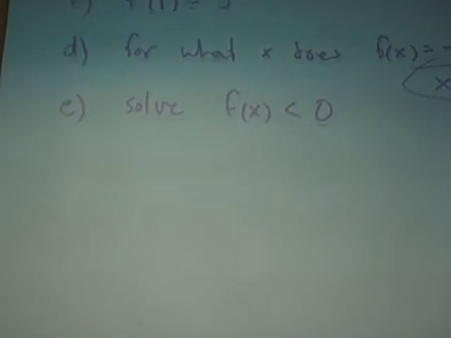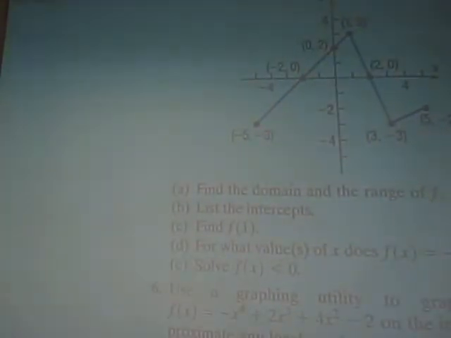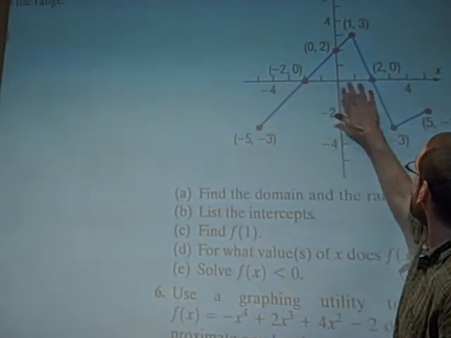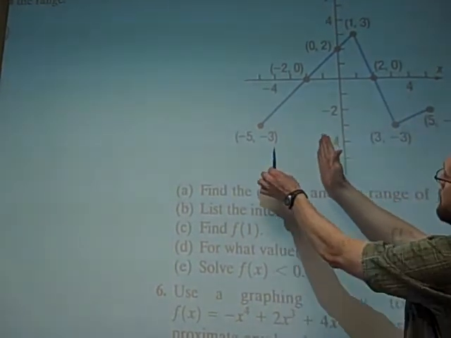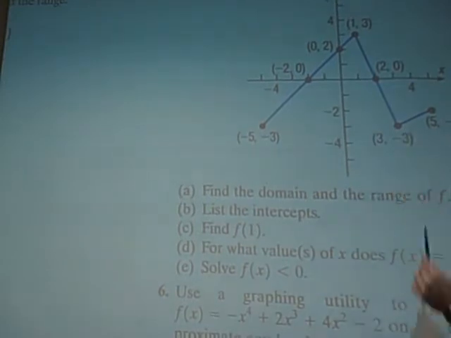And then part E, it says solve f of x less than 0. Basically, you're looking for the values of x that make the function negative. And if you look at this, the function's negative here and here. So the x values that make that happen are from -5 to -2 and from 3 to 5.